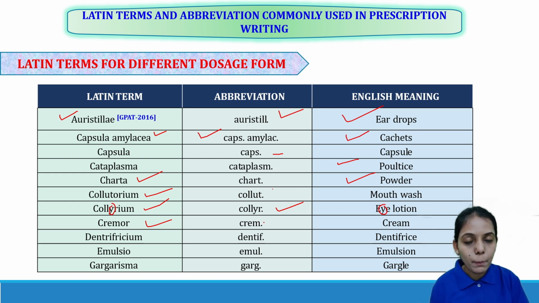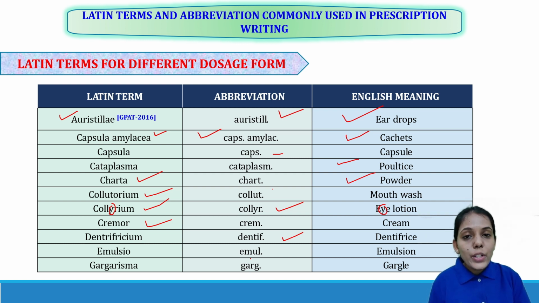So like from Latin, only the English one is matching. Cremor is nothing but the cream. Dentifrium, that is dentifrice. Emulsio, emulsion. Many of the terminologies you will see that N is not present at the end. For example, emulsio is nothing but emulsion. Gargarisma is a gargle, so it is easy to remember.